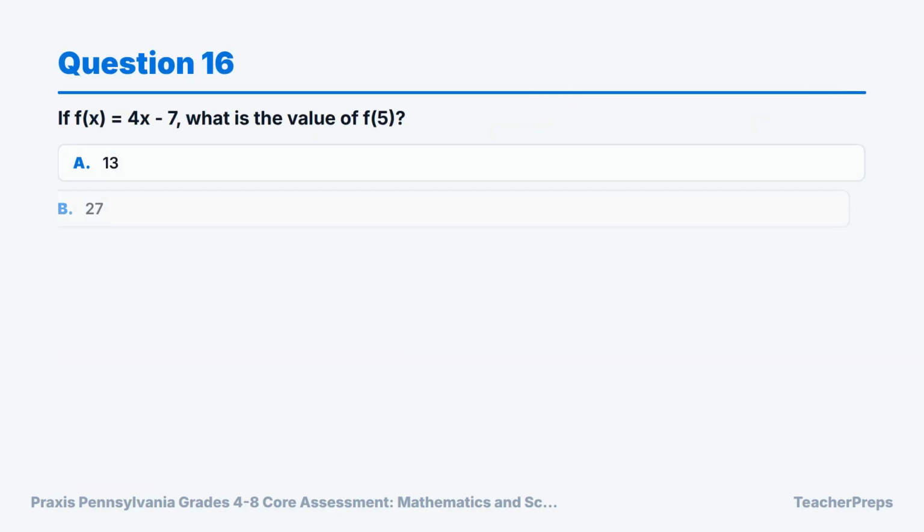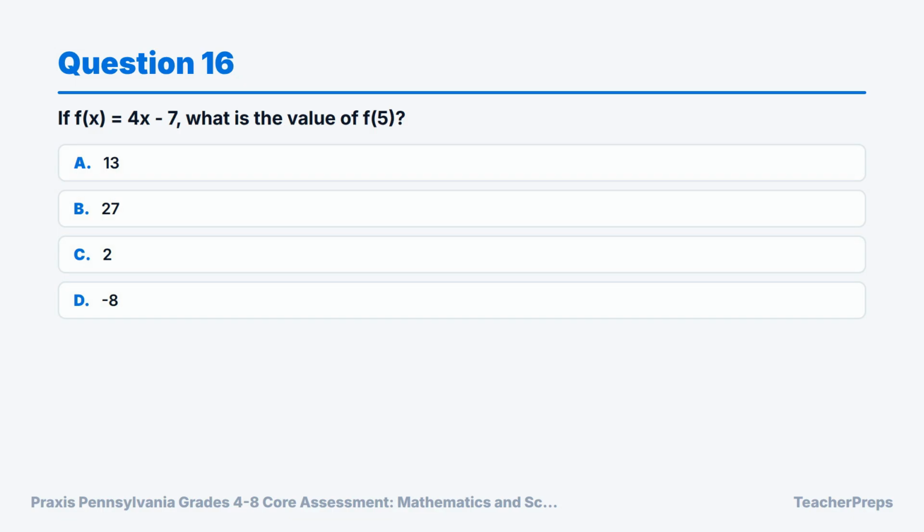Question 16. If f(x) equals 4x minus 7, what is the value of f(5)? Pause the video and select the best answer.